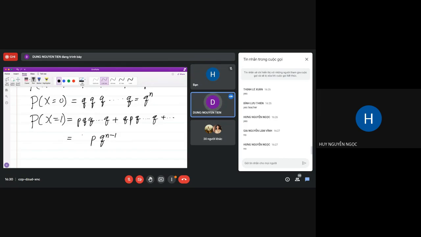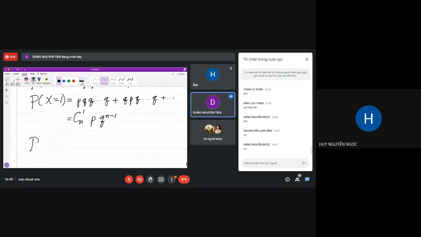Then this sum becomes P times Q to the N minus 1, right? And then you count the number of terms. That would be N choose 1, because there are N games and you pick one game to win. In general, you have the following formula. The probability that X equals K is N choose K, P to the K, Q to the N minus K. Do you have any questions so far?